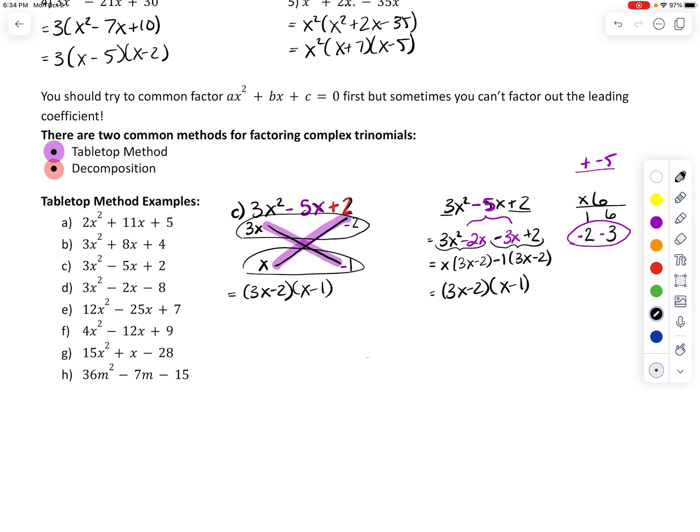So there's 3 examples that are done using both tabletop and decomposition. Pros and cons to each. Just kind of depends what your preference is. I'm going to do a second video. This one's getting kind of long, so I'll do a second video for those 5.